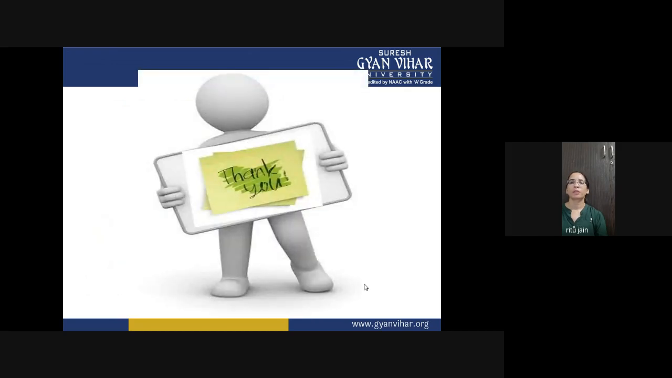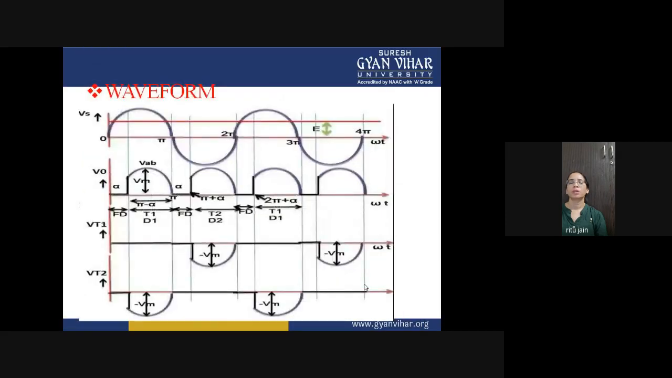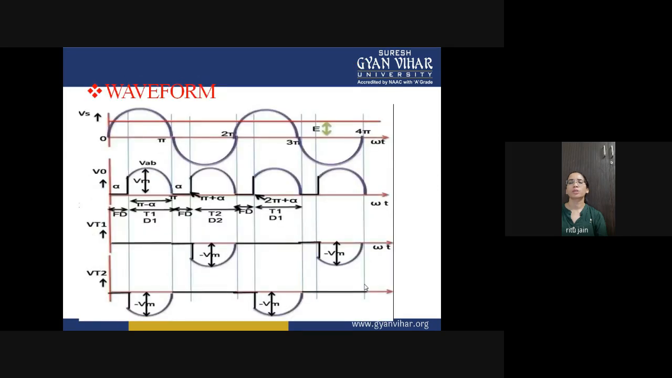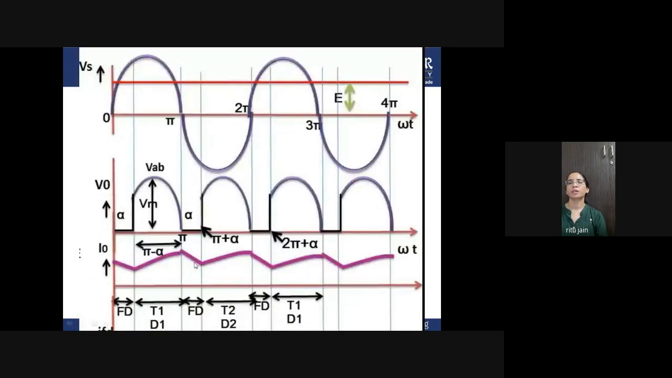Thank you. So this is all about your semi converters. Now I want to summarize this lecture. Why is it called a semi converter? Because you are using two thyristors and two diodes. You are getting a positive pulse here, and you are converting the voltage. For RLE load, you are getting continuous current conduction, because the value of current is not zero in this mode. That's why this is called continuous conduction mode.